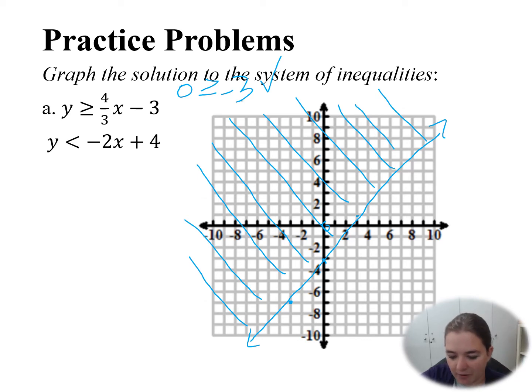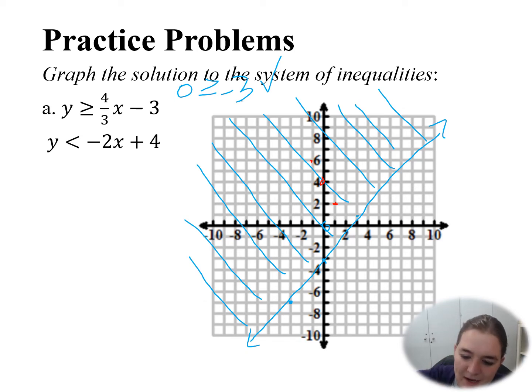Now I'm going to do the same process. Let's go with red this time. I see, again, I'm in slope-intercept form, so my first point is going to be at a y-intercept of positive 4, and a slope of negative 2 tells me down 2 and to the right 1. And I'm going to do the same thing the other direction, up 2 and backwards 1.